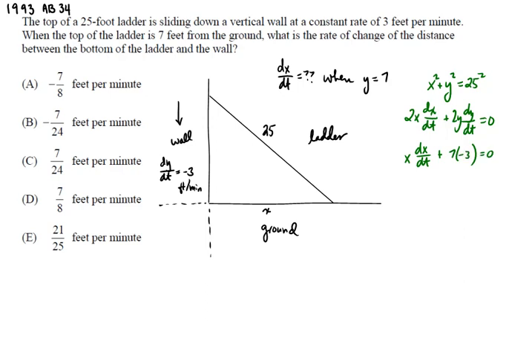This is a Pythagorean triple. So if y is 7 and the hypotenuse is 25, then x would be 24. So we can replace x with 24, and that leaves us with 24 dx/dt is equal to 21. dx/dt is 21 over 24, or 7 over 8, and it would be positive because the x value is increasing. So that would be answer D.